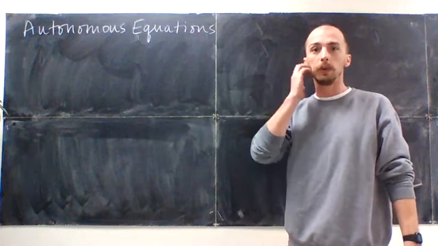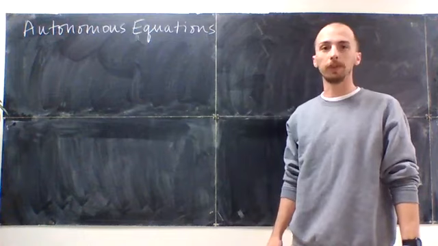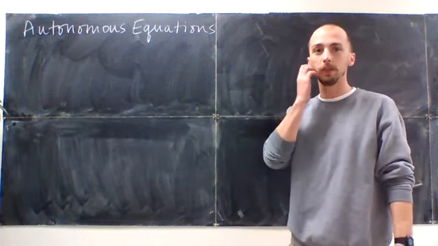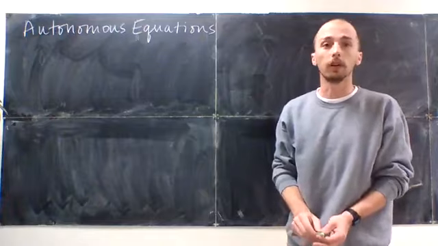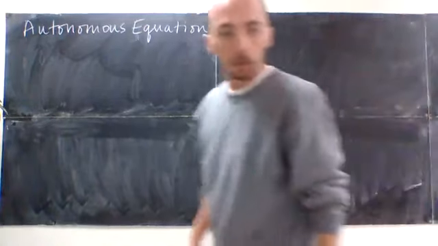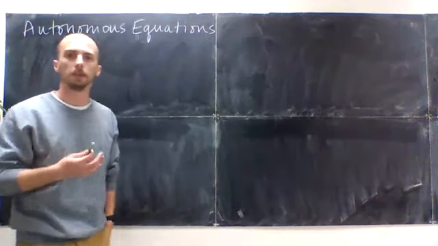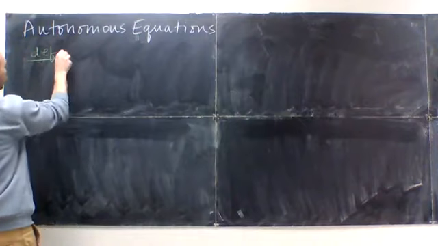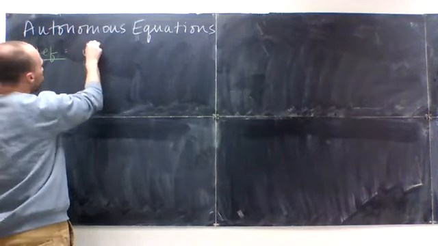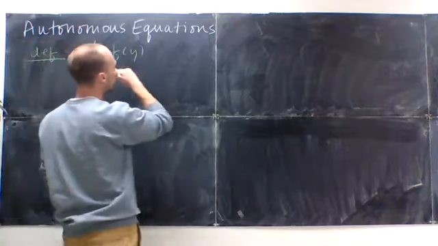All right, in this video I'm going to be talking about autonomous equations, equilibrium solutions, and stability, instability, semi-stability of solutions for differential equations. All right, so first I need to tell you what an autonomous differential equation is. A differential equation is autonomous if it only deals in the dependent variable. So if we have y prime equals some function of y, that's an autonomous differential equation.